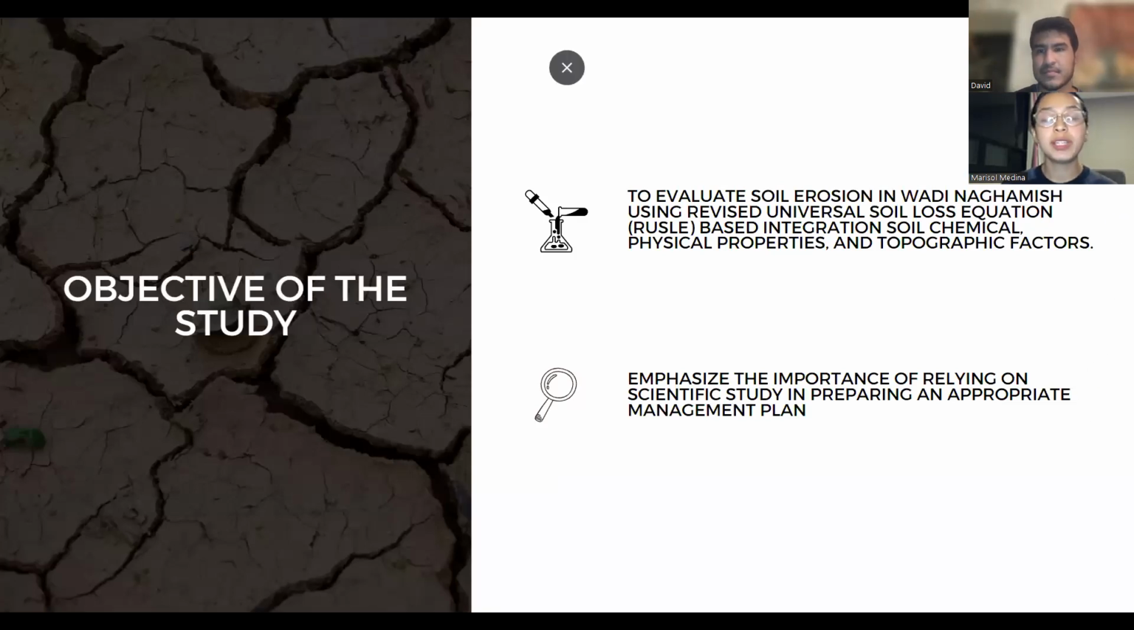And well, we identified two objectives of this study. The first one is to evaluate the soil erosion in Wadi Nagamish based on the Revised Universal Soil Loss Equation. And we are going to talk about this equation in the next slide. The second objective is to enhance the importance of a scientific study to prepare an appropriate management plan.